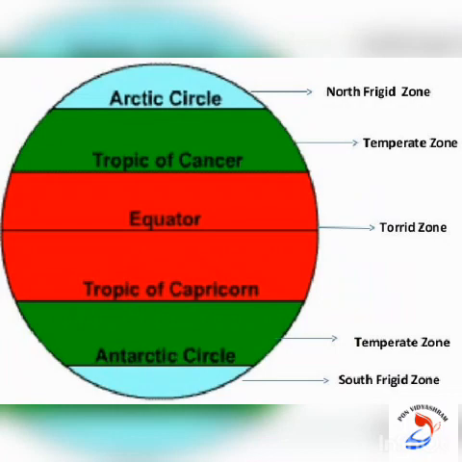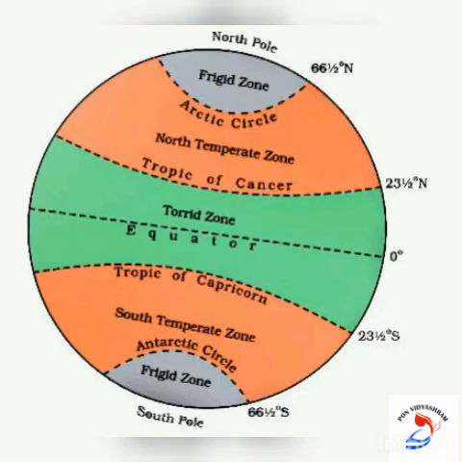There are 3 heat zones: Torrid Zone, Temperate Zone and Frigid Zone. The Torrid Zone is where all places are located between the Tropic of Cancer and the Tropic of Capricorn. So the place between the Tropic of Cancer and the Tropic of Capricorn is called the Torrid Zone.